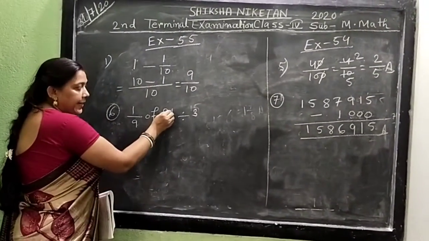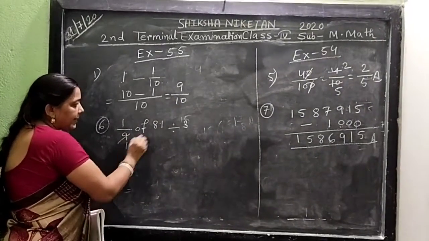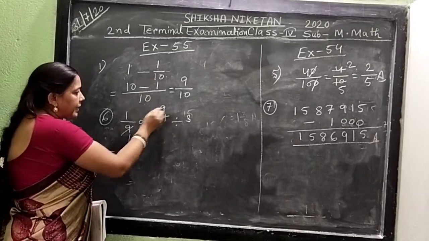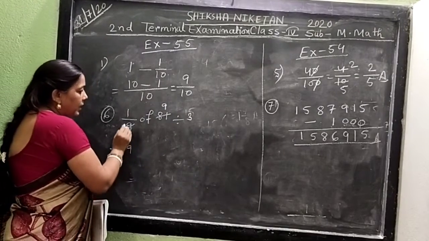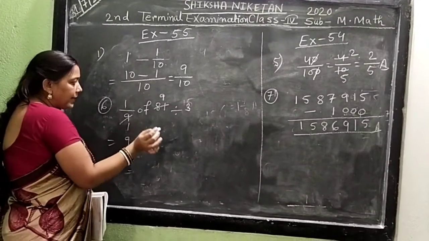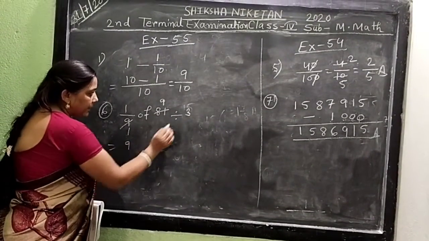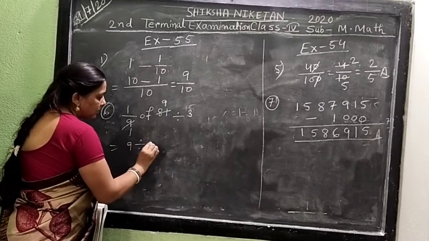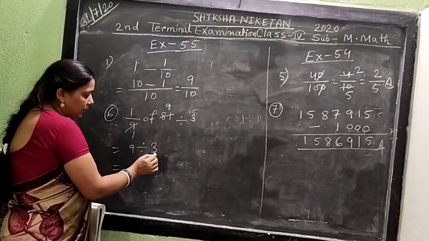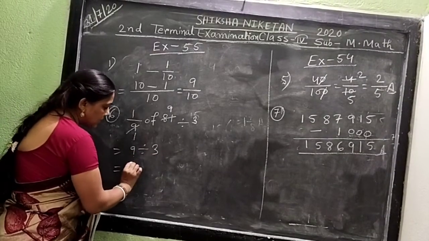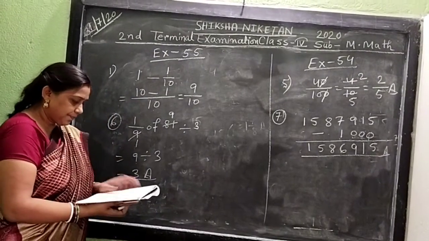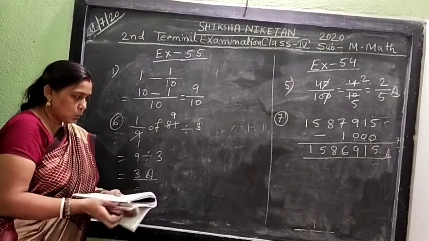We cut 9 and 81. 9 1 ja 9, 9 9 ja 81. Then we multiply 9 1 ja 9. Once never is not a value, so we don't write 1. Then we write divide 3. We take divide 9 by 3. 3 by 9. 3 3 ja 9. Answer is 3.